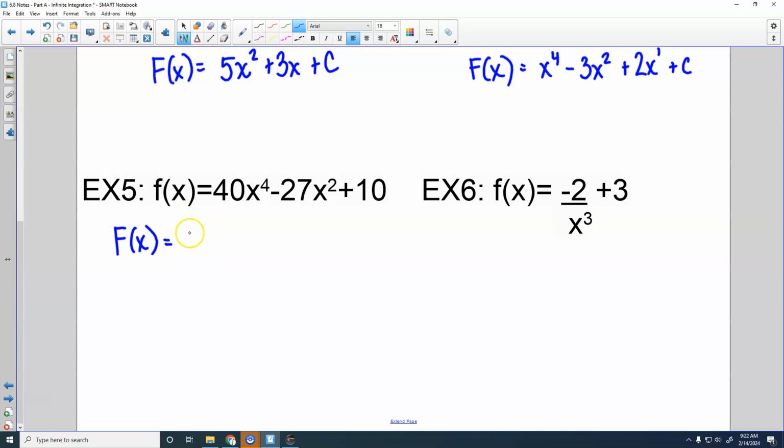Capital F of x equals 8x. That's good. Good. Minus 9x to the third. Perfect. Plus 10x. Good. Plus c. Plus c. All right. All right, Troy, what about 6?